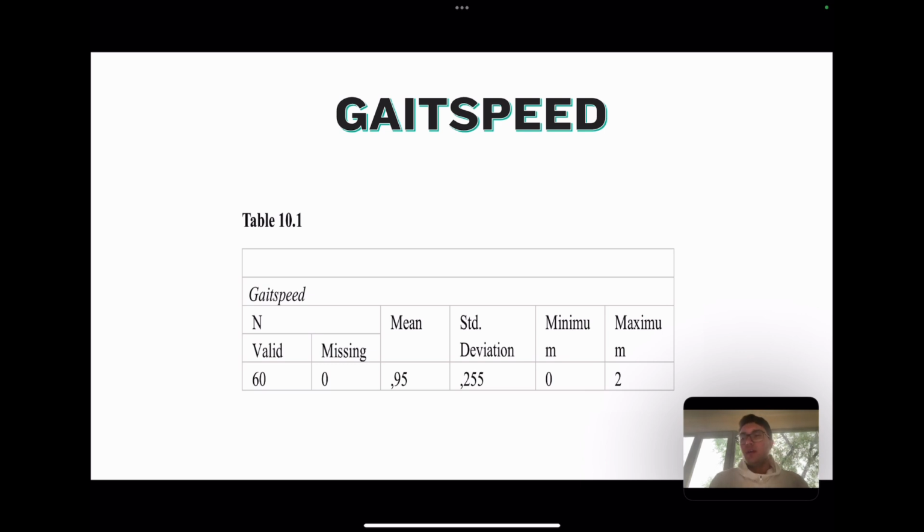Gait speed is a measure of walking speed. The average speed is 0.95 meters per second, with a range from 0 to 2. Most patients walk about 1 meter per second. Gait speed is important because it shows how mobile the patients are.